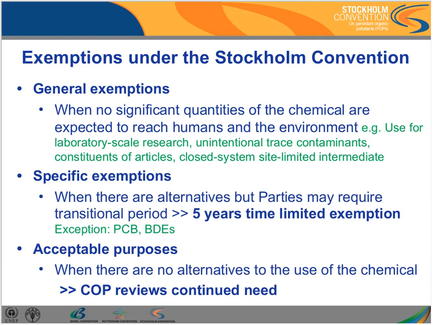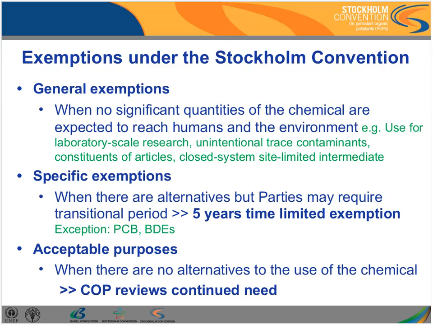Such exemptions are available because no significant quantities of the chemical are expected to reach humans and the environment, which means that it has less risk than use for other purposes. And so those are provided under the Stockholm Convention. For example, use for laboratory scale research. This is available under paragraph 5 of Article 3. Unintentional trace contaminants, constituents of articles, closed system site-limited intermediate. I'll be explaining more in detail in the slides to come.